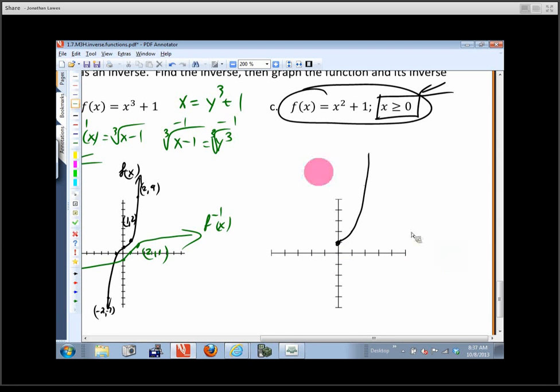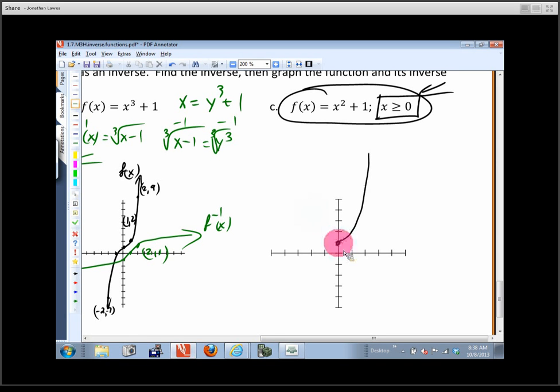And what that does is we're going to remove this side right here, because if we left that in there, it wouldn't pass the horizontal line test. Therefore, its inverse wouldn't be a function. It's not that the original problem isn't a function. It's that its inverse wouldn't be a function once we reflect it across the line y equals x.